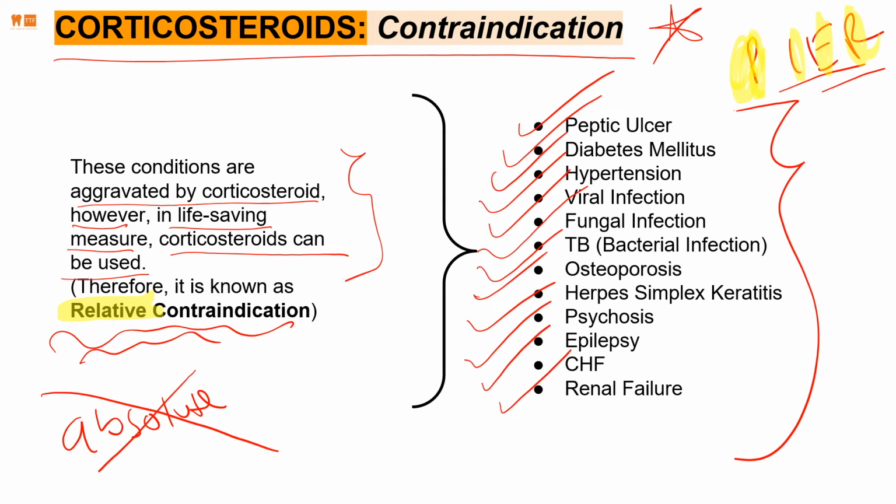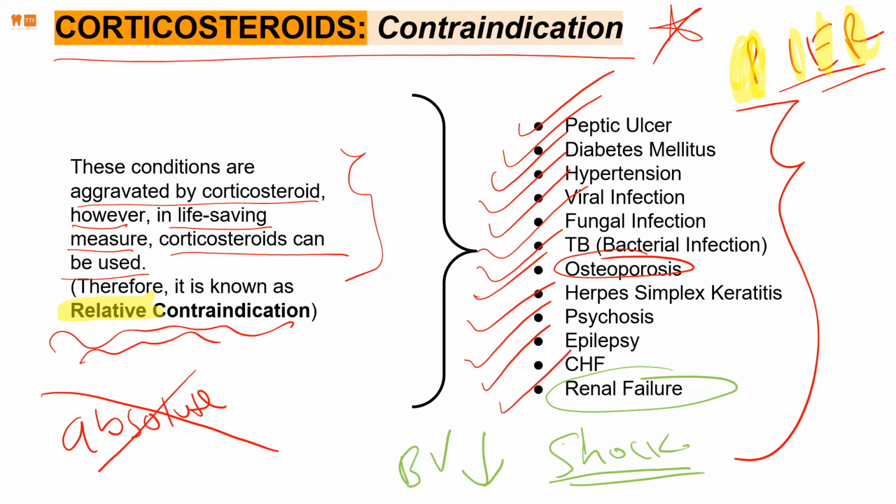Okay, basically, these are relative contraindications. If there's osteoporosis, please don't use corticosteroids. They will cause osteoporosis. But in a life-threatening situation, so basically what that means is if a person has chronic renal failure, but is dying of shock and decrease in blood volume because of a large accident, then of course we'll give corticosteroids because the other condition can be treated after. This will kill the person. Therefore, that's known as relative contraindication.